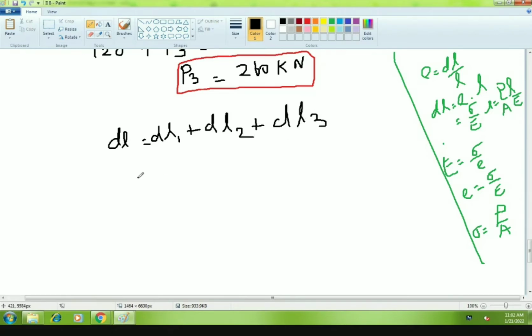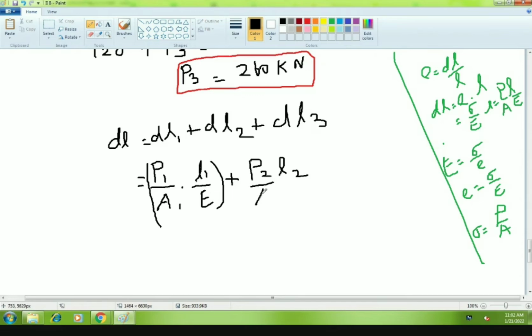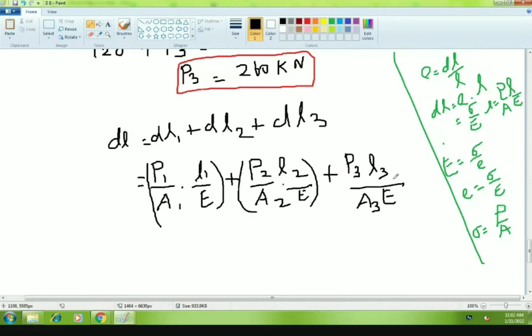So what is DL1? P1 divided by A1 into L1 divided by E. Am I correct? Plus DL2, that is P2 L2 divided by A2 E. Correct, no? Similarly DL3, P3 L3 divided by A3 into E. Is it okay?